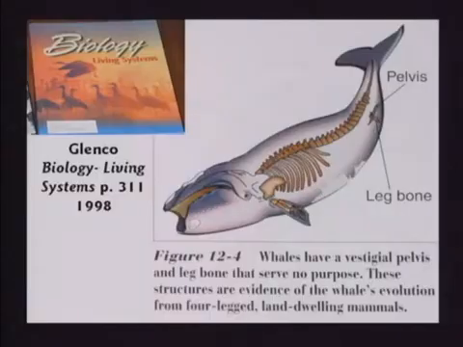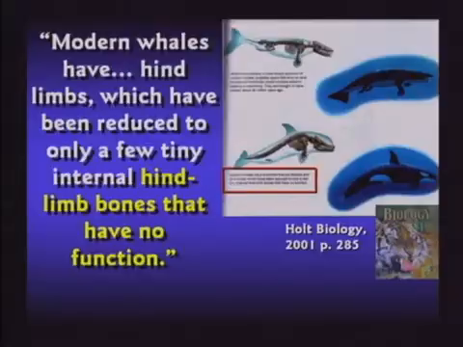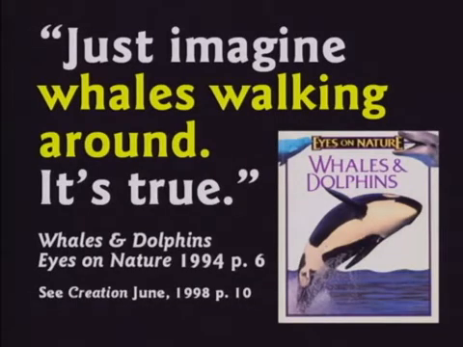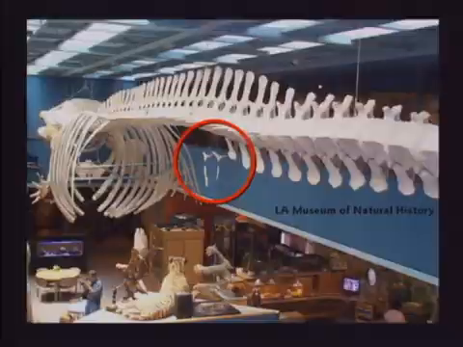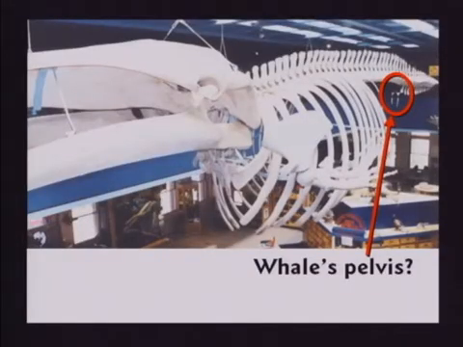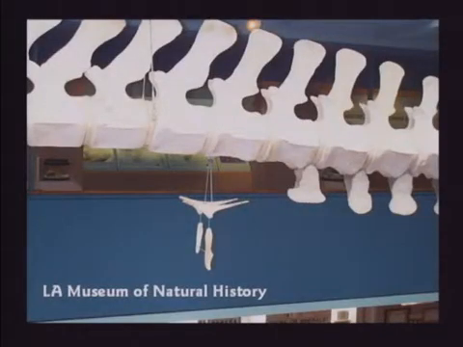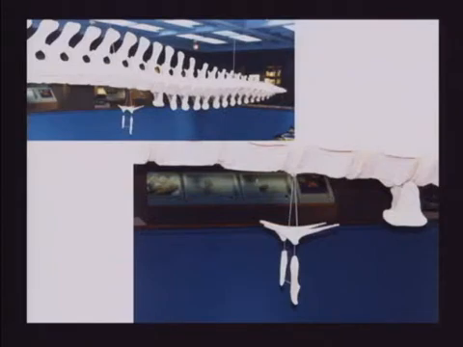This textbook says the whale has a pelvis that has no purpose. They have hind limb bones that have no function. Holt Biology, 2001. Just imagine whales walking around. It's true. What are they talking about? They're talking about those little tiny bones right there. Just imagine the whale walking around. You know, I tried, and I can't imagine.